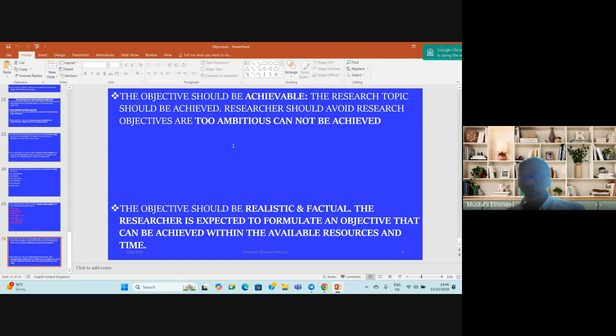The objective should be achievable. Here the researcher should avoid research objectives that are too ambitious and cannot be achieved within the allotted time and within the available resources. The objective should be realistic and factual, and the researcher is expected to formulate an objective that can be achieved within the available resources and the available time.